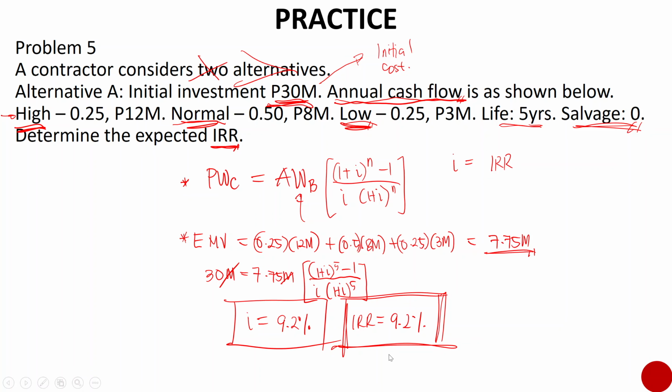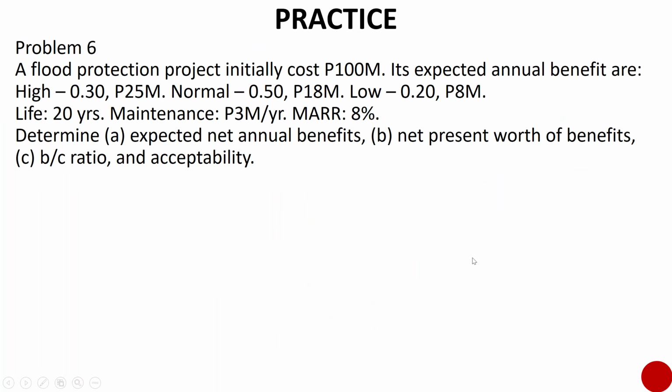And now down to our last example, problem 6. We have a flood protection project. The initial cost for this one is 100 million pesos. Its expected annual benefits have three possible scenarios. Life is 20 years, maintenance is 3 million per year, and we have a MARR, minimum attractive rate of return, of 8%. Again, similar to the previous one, we can have a similar approach for this one.